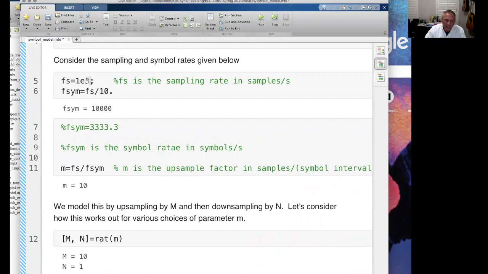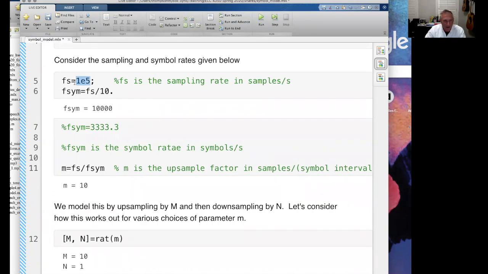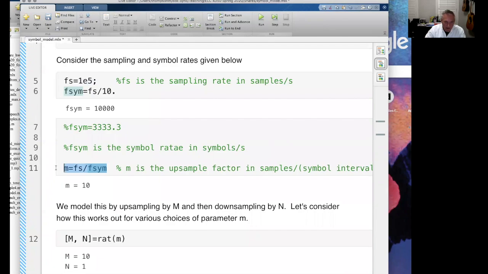All right, so I started with a sampling rate of 1 times 10 to the fifth, and then I have it where I can play around with this parameter. This parameter actually turns out to be the upsample factor. If you look at this formula here, it's just a relationship between fs, f symbol, and m. I want to be able to easily play around with that, so I can make that like a 10.5 and run the code, and everything gets updated. Okay, so we're going to play around with different choices of the parameter m.